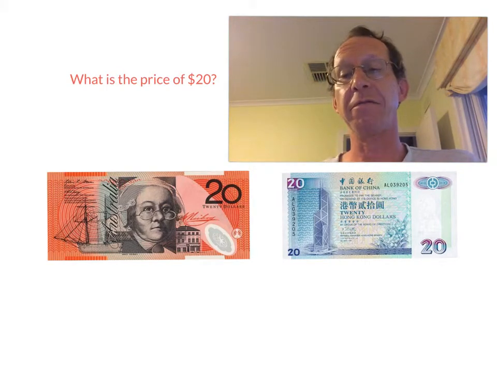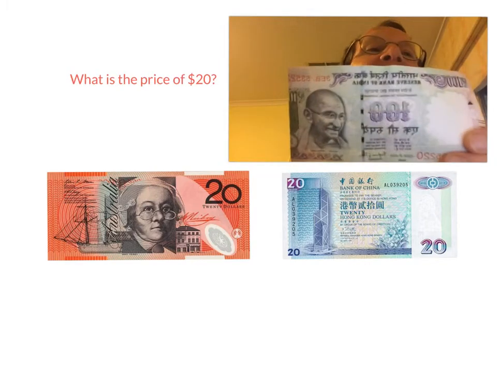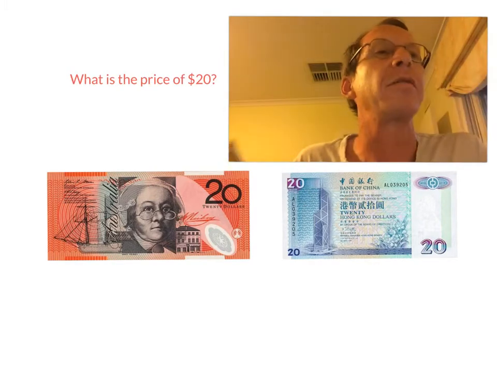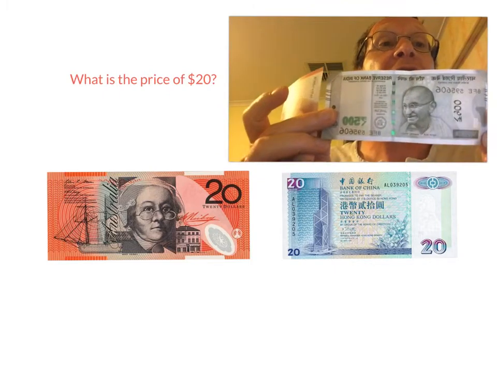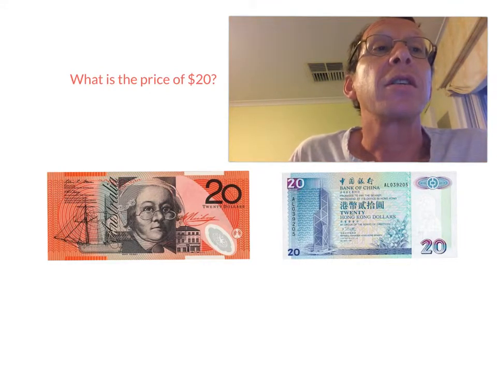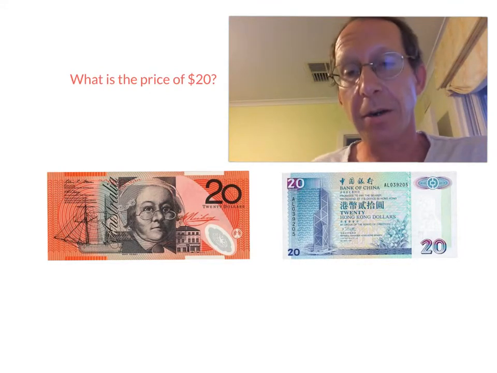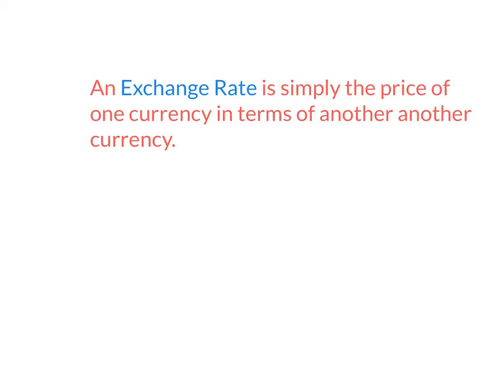What else do we have? Well, maybe 100 Indian rupees. Surely 100 for 20. That's got to be worth not enough. How about we offer you 500 Indian rupees for your $20? What's the right price for $20 Australian when you're talking about other currencies? An exchange rate is simply the price of one currency in terms of another currency.